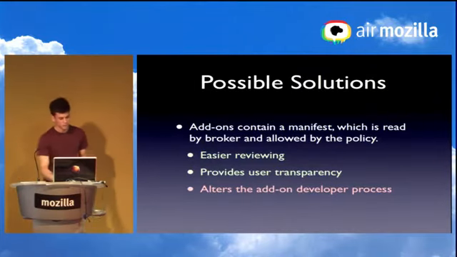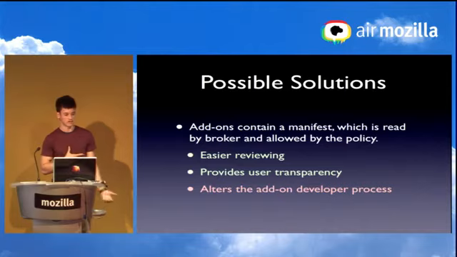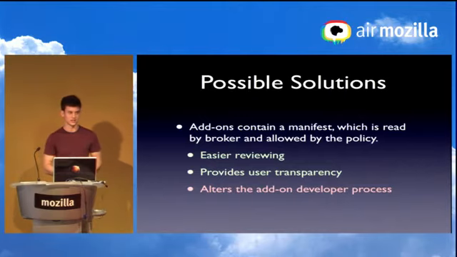So we came up with a bunch of possible solutions, and my personal favorite is that we require a manifest with each add-on that states each resource that an add-on has to access. It would be similar to what you see in the Android App Store, but way more granular. So it's like, I have to access this executable, this file path. There are definitely pros and cons.